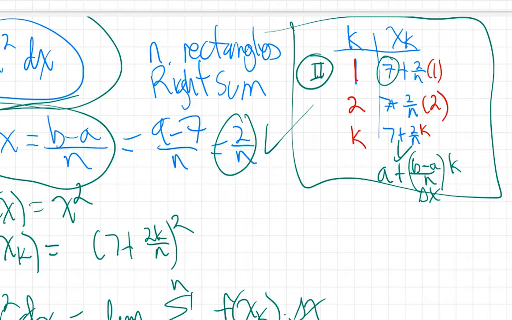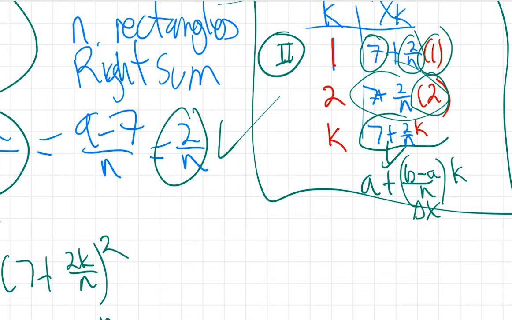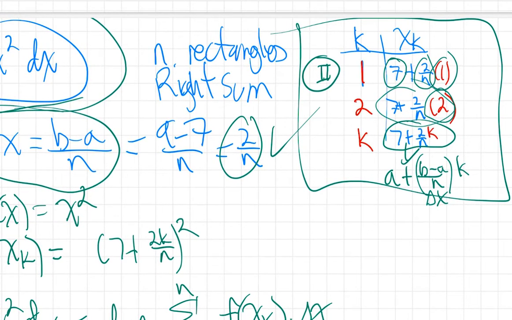2 over n is delta x, and that's for the first rectangle. Then we have to go to the right twice from 7 to get the x value of the second rectangle, and so on. What does that simplify to? 7 plus 2 over n times k. So that's part 2, getting xk.